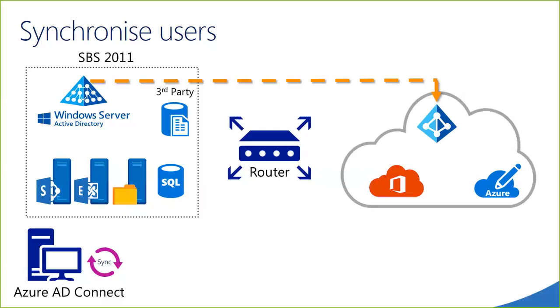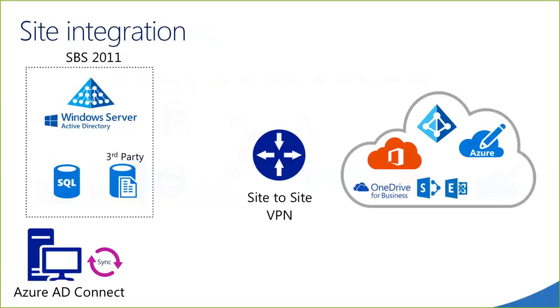So then probably the next step you need to look at is what we want to do is we want to make our on-prem network and our cloud network one joined network. Now, the way that we do that is we do that with a site-to-site VPN. So again, provided we've got a good router on-prem, we can use that to connect to our Azure environment.